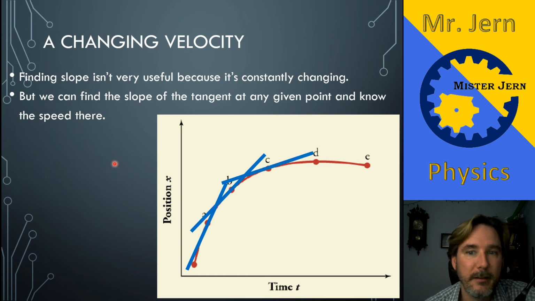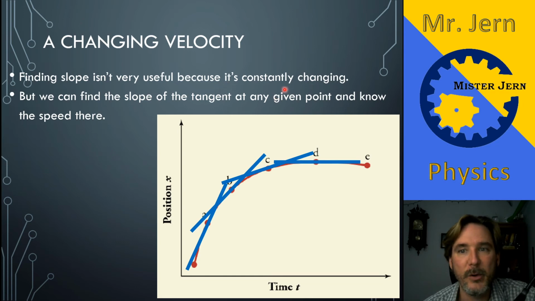Then we can do the same thing at point C, and you can see the slope once again gets shallower. It's continuing to slow down. And point D, and we can figure out all the slopes at any given point just by finding the tangent at those points. And we can know the speed there. Cool, but what good does it do us? Why do we need to know that?